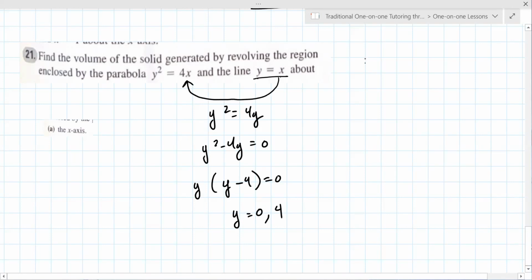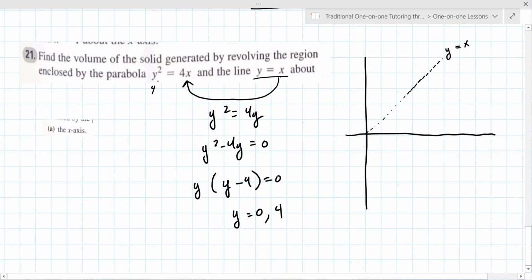That's helpful because it gives us some general idea of what this looks like. Do you put vertical asymptotes at 0 and 4, or no? No, these are just the bounds. They're just the intersection points. When y is 0, they're both 0. Okay, this is the graph of y equals x. y squared equals 4x, that's a parabola, right? Yeah. So the other intersection point is when y is 4.